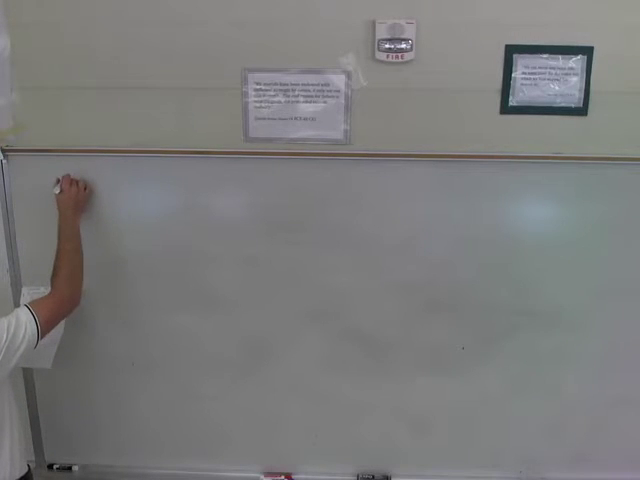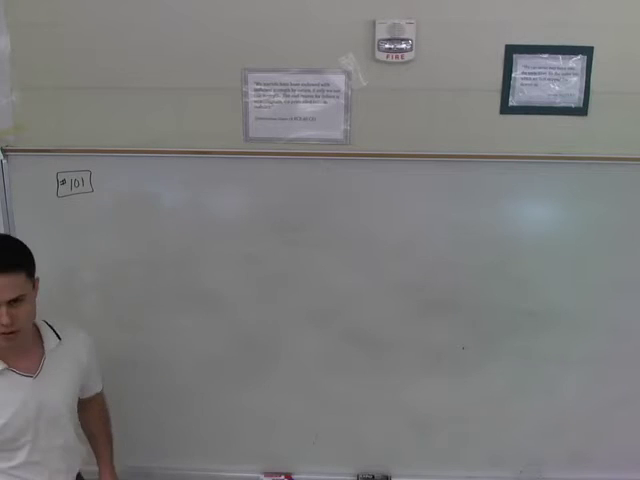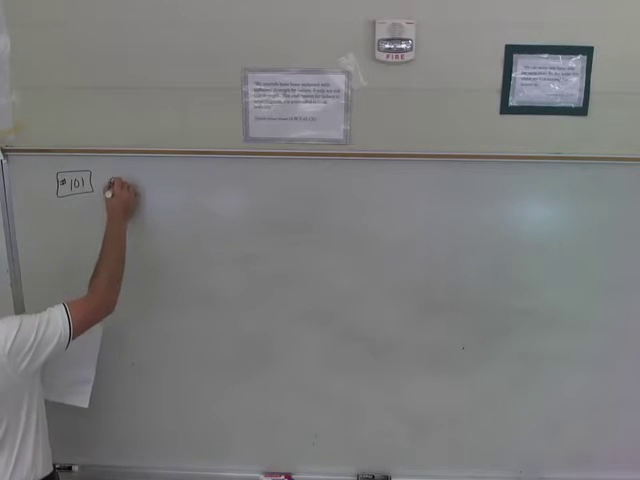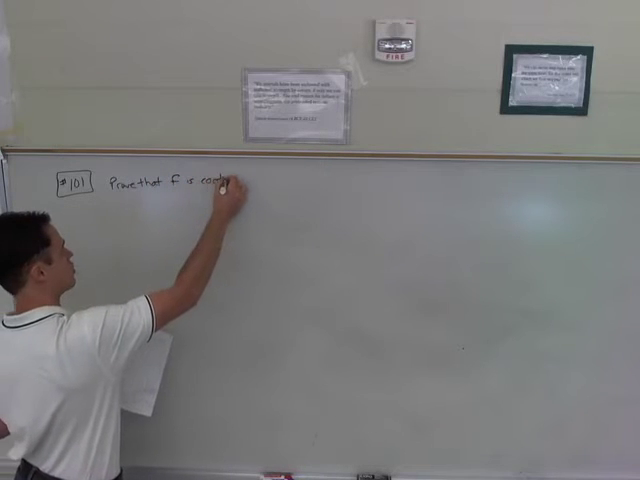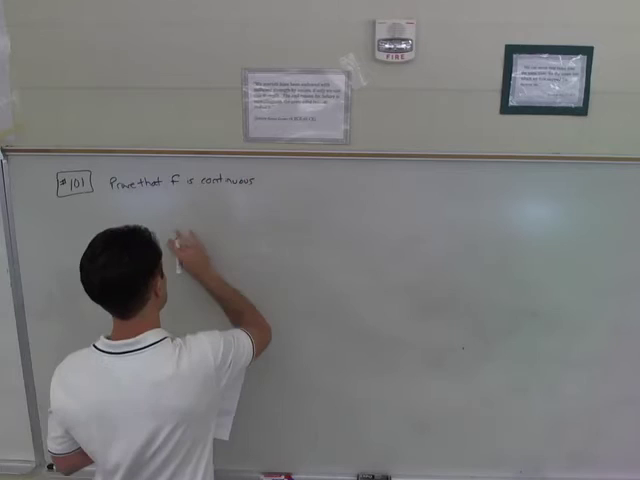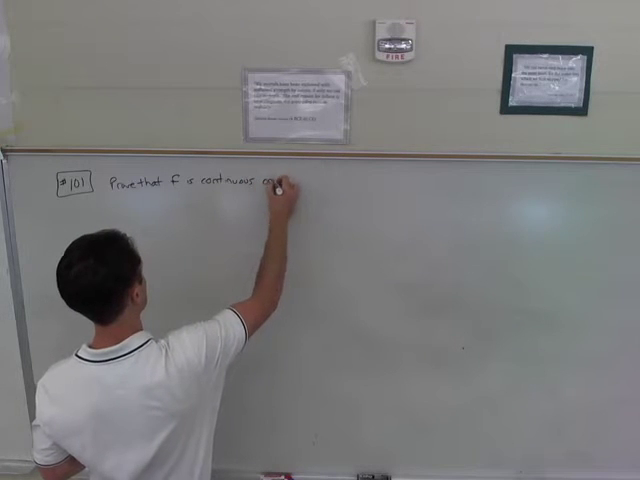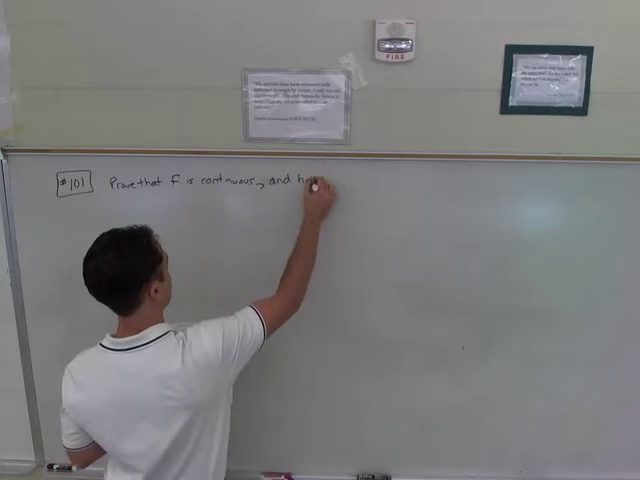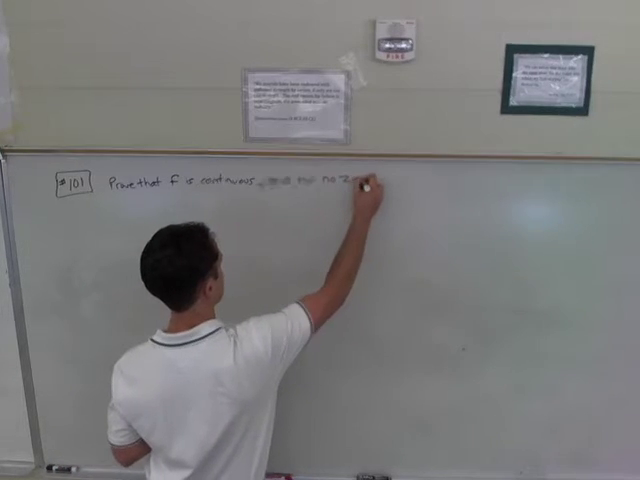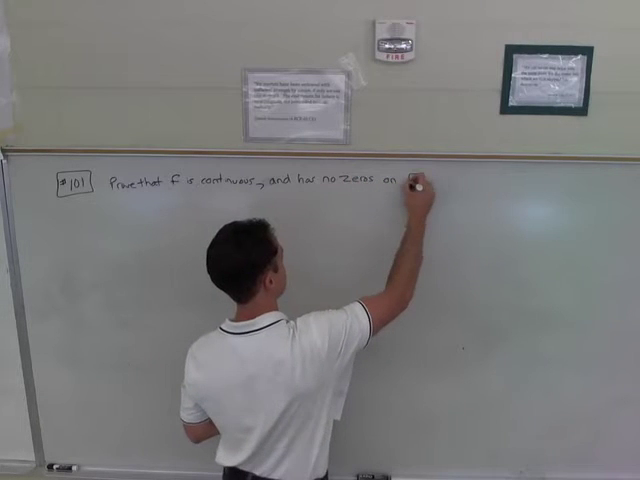So this is number 101 in your book. Can somebody read that out for me? Find it. It's in this assignment set. Number 101. Okay, let's slow down. I can write that fast. Prove that f is continuous on the closed interval [a, b] and has no zeros on the closed interval. So we have how many conditions here? Two conditions: continuous, and has no zeros on the closed interval [a, b].